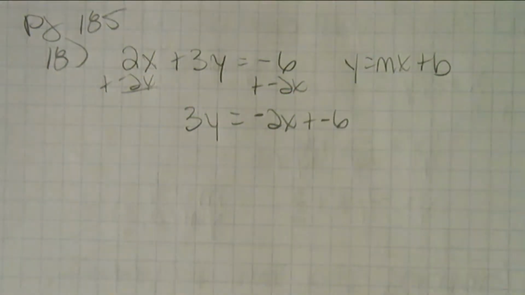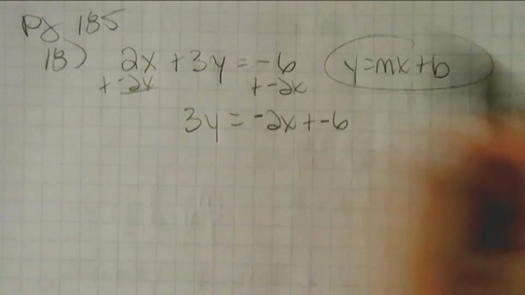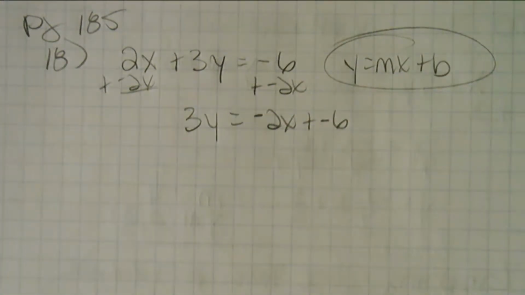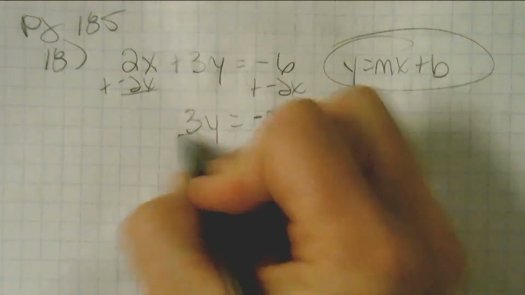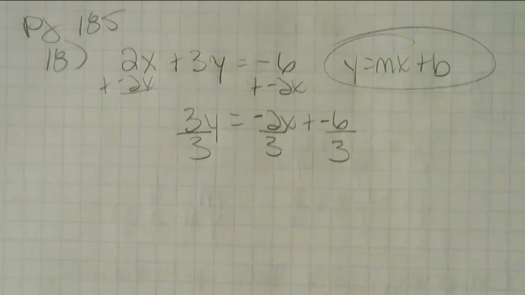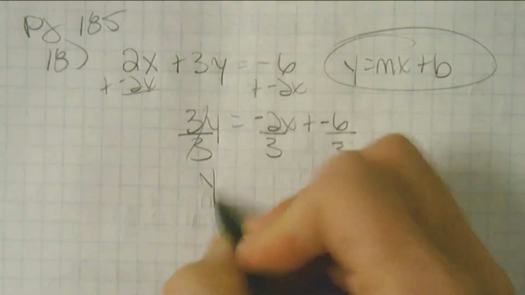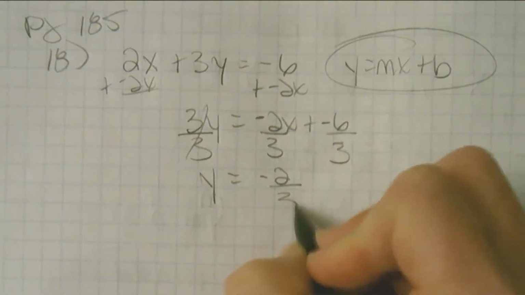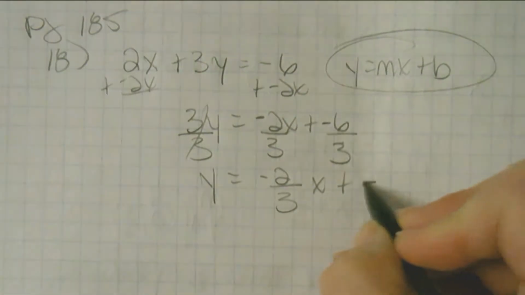Try and keep it in the format of y equals mx plus b the best you can. So don't put that plus -2x at the end. Keep it in this right format. It's not that it's wrong, it's just going to be a lot easier to see. All right, so now I've got to divide everything by 3. So I have y equals -2/3 x plus a -2.